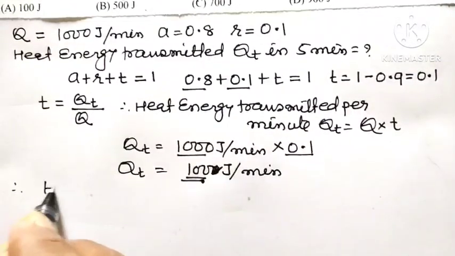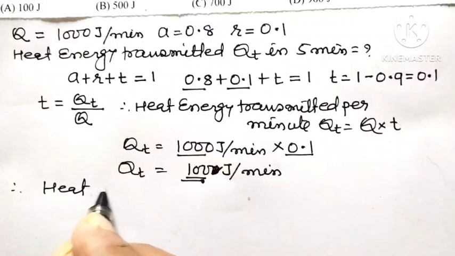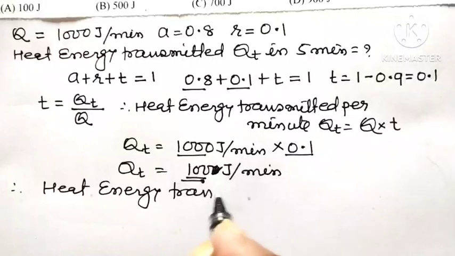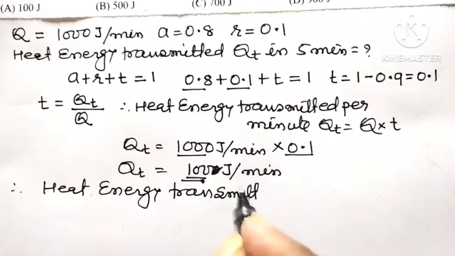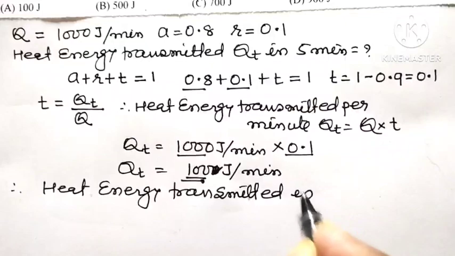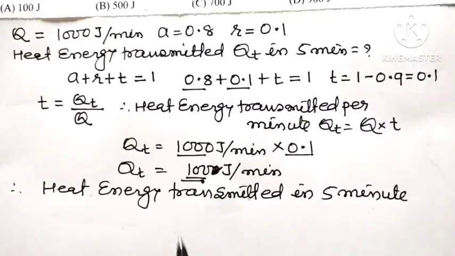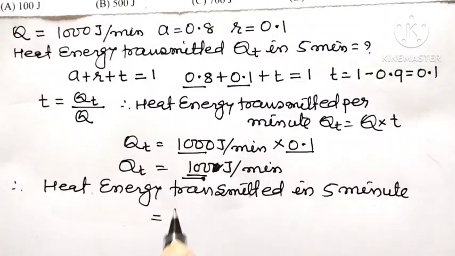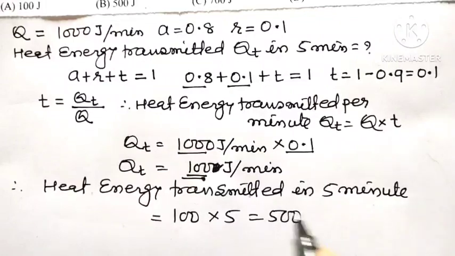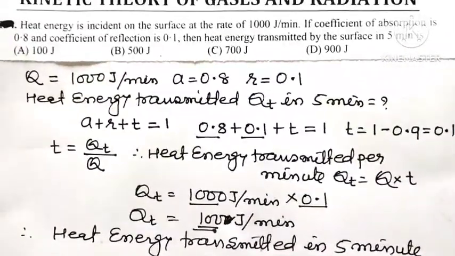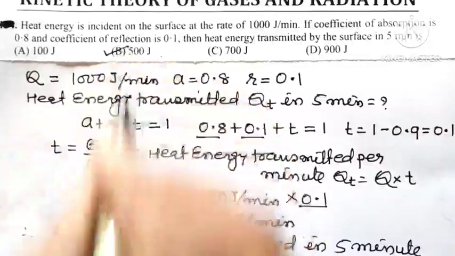Therefore, heat energy transmitted in 5 minutes is equal to, in 1 minute 100 joule, so in 5 minutes it is 100 multiplied by 5, that is equal to 500 joule. 500 joule of heat energy is transmitted in 5 minutes. So out of 4 options, option B is the correct option for this question.